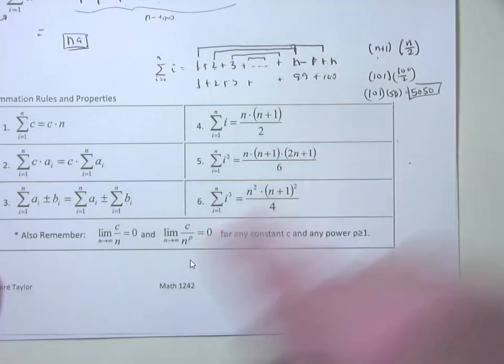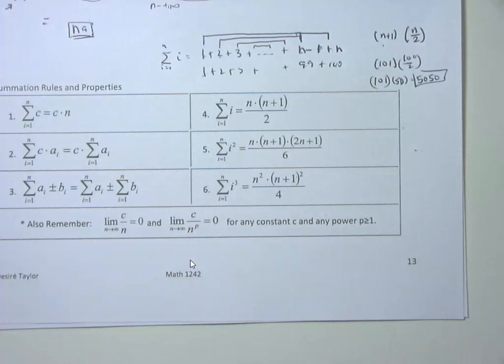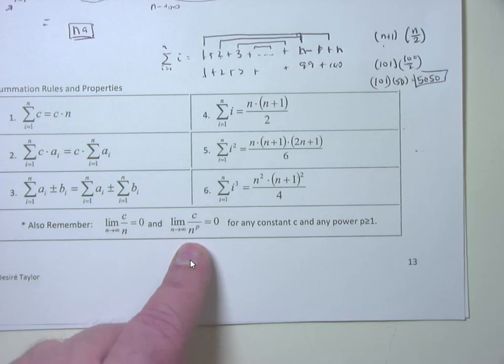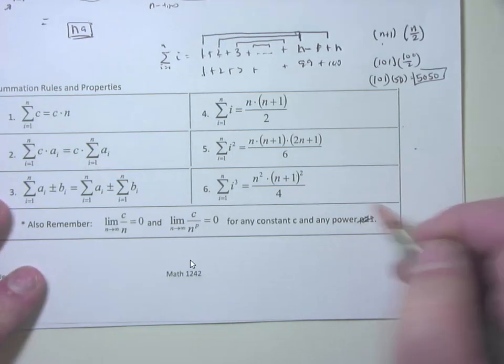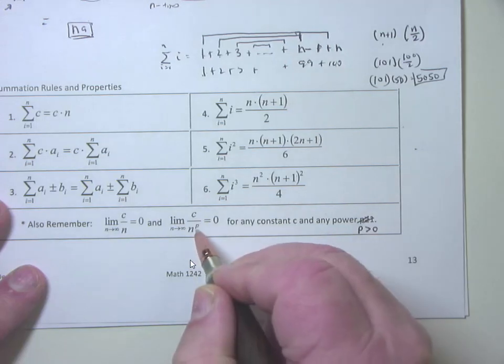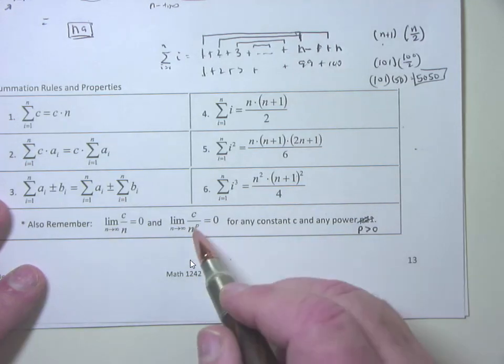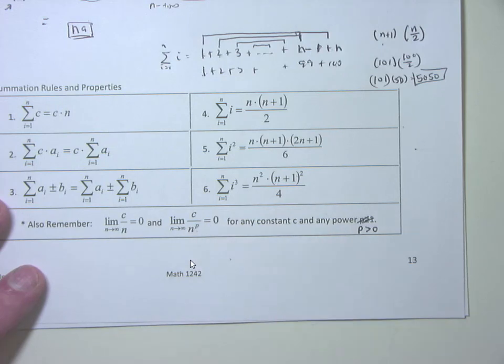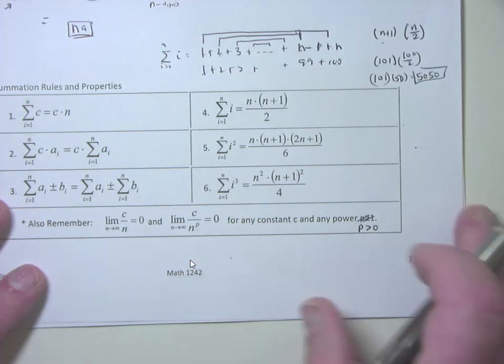But these are formulas. And also remember this, that when you take the limit as n approaches infinity of a constant divided by n, you get 0 because you divide by infinity. And this works for any power, and there's a little typo here, this works for any power that is strictly greater than 0. The denominator has to have a positive power. It could be a half power or whatever. The infinity in the denominator makes the thing go to 0, any particular power.